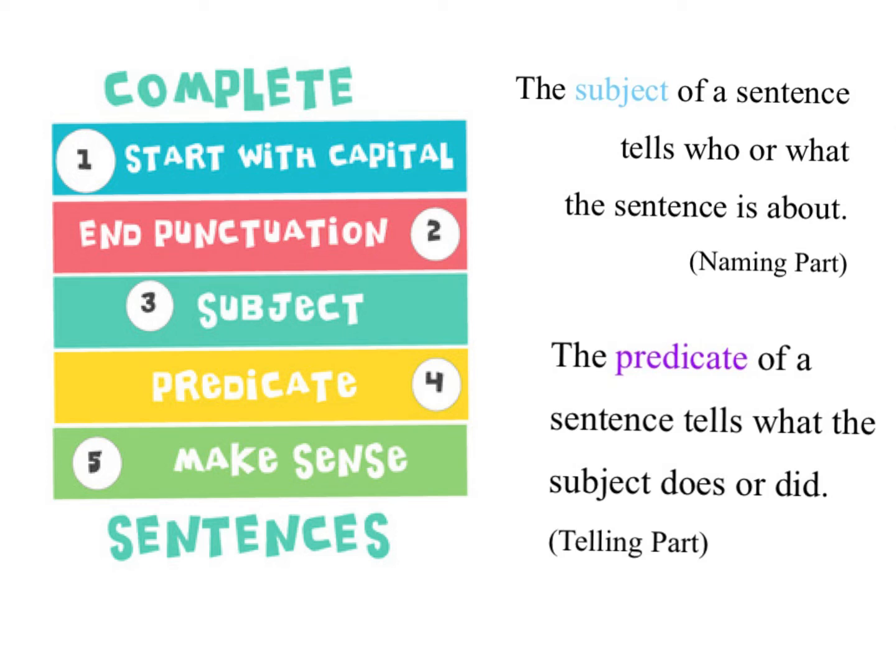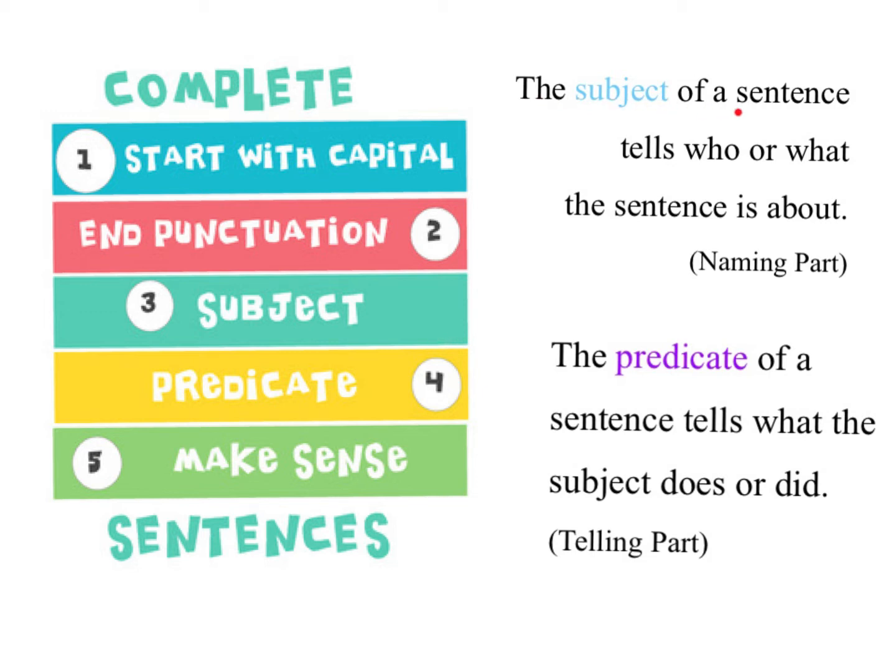In order to have a complete sentence, we need to start with a capital and end in a punctuation mark. We also have to have a subject and predicate, and then check and make sure our sentence makes sense. The one thing that you guys probably haven't heard of are subjects and predicates.